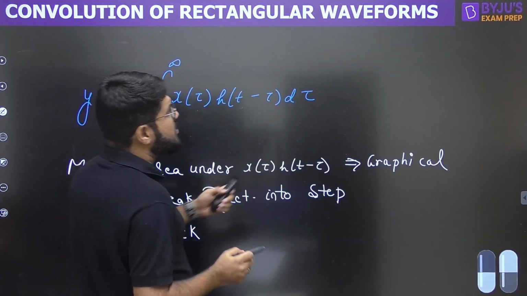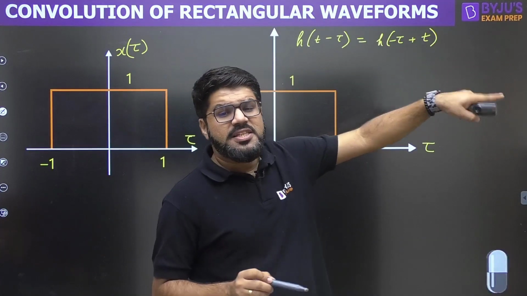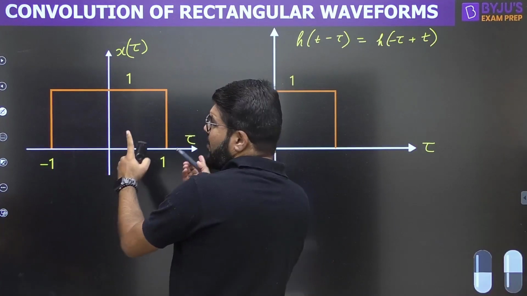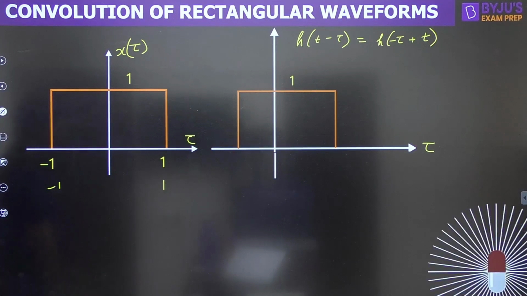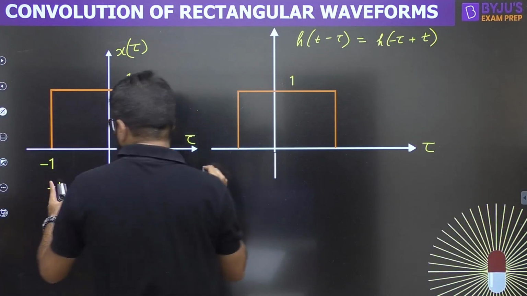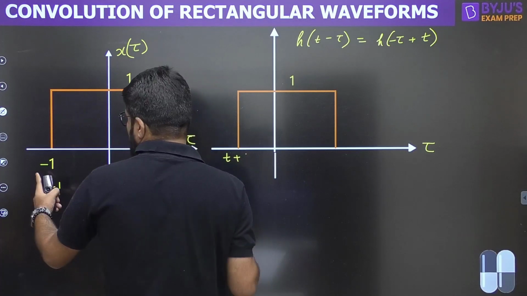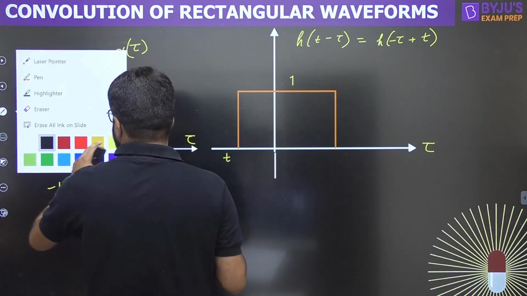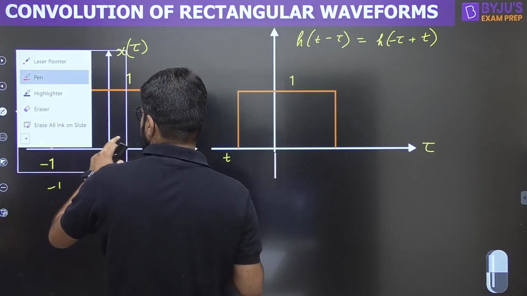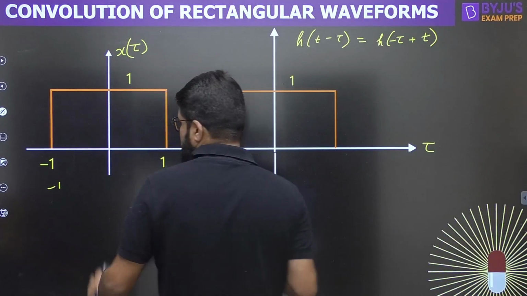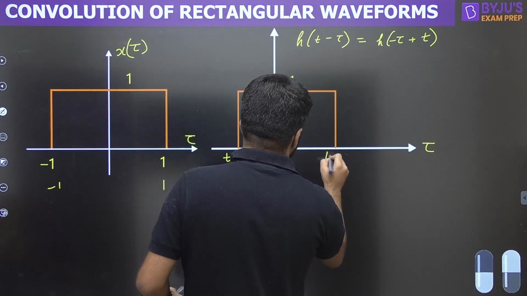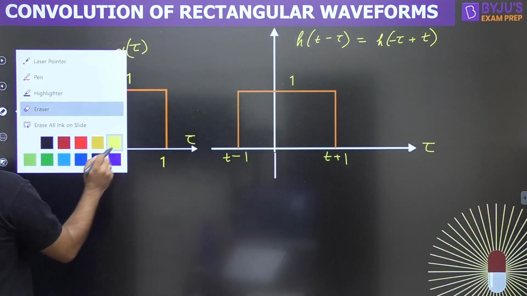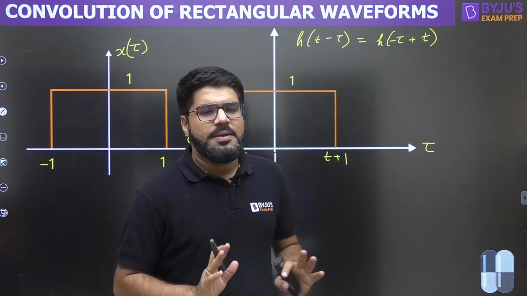Then after the mirror image, what is involved? Minus tau plus t. So there is a time shifting involved due to the t. So if the original coordinates were -1 and 1, after mirror image it remains as -1 and 1, right? But now you shift by t, so this should be -1 plus t, that is t minus 1, and this is 1 plus t, which I can write as t plus 1. Okay guys, fine. The t minus 1 to t plus 1.